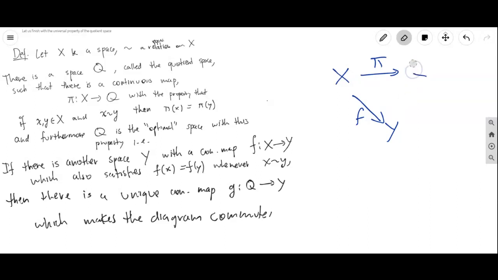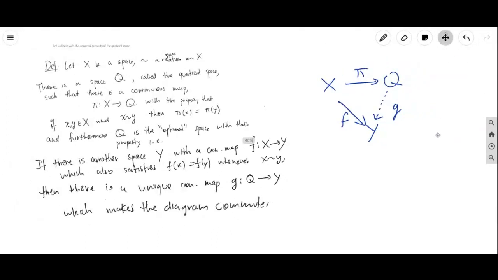So think of the supremum. Q is bigger than X. This is like the least upper bound, and Y is bigger than X. But this is the least upper bound, so this is smaller than that. So there's a mapping. You can construct a mapping from the quotient space Q into Y that will make this diagram commute. So any mapping into Y factors through the quotient. That is the fundamental mapping property that the quotient space satisfies.